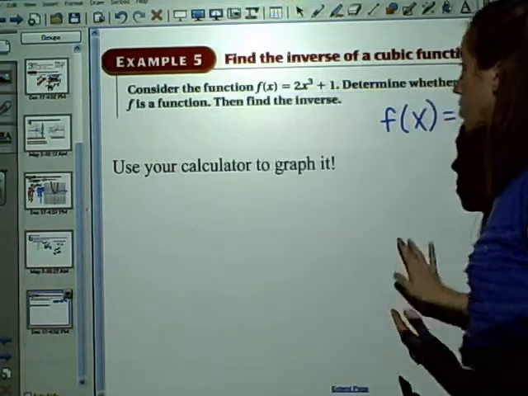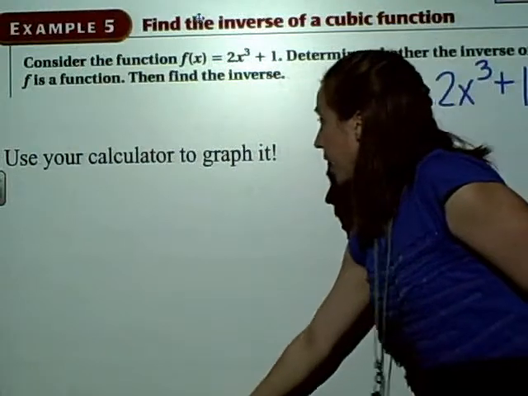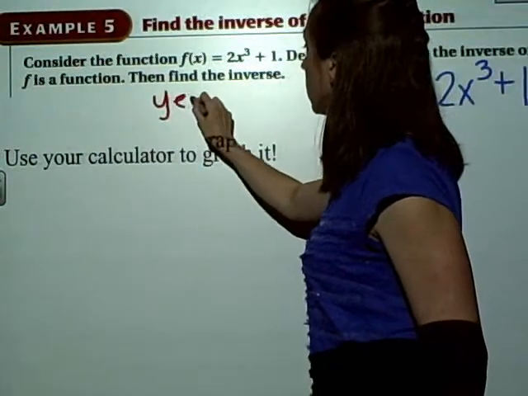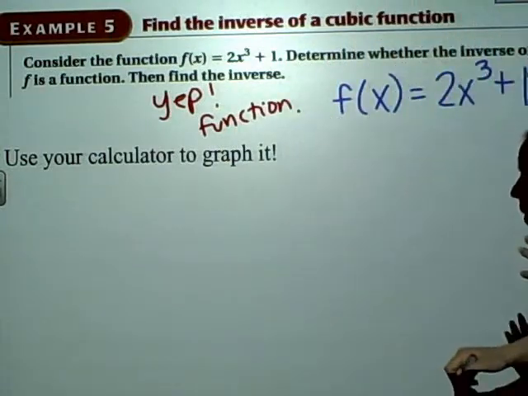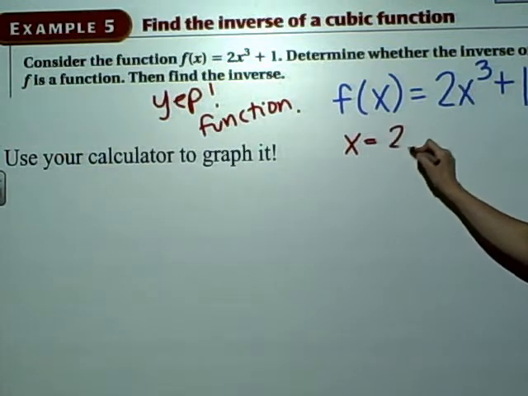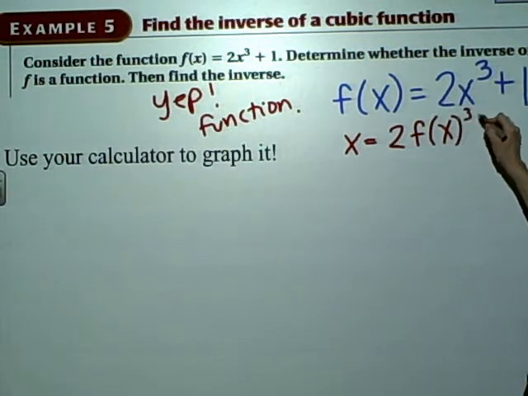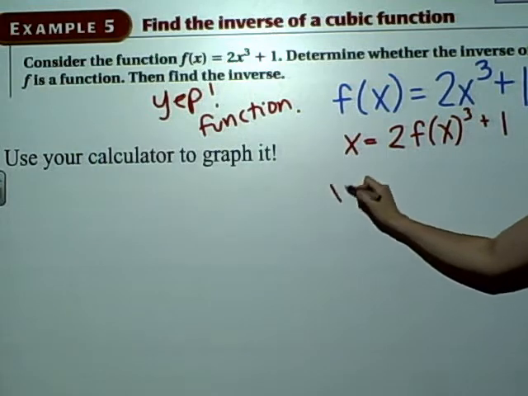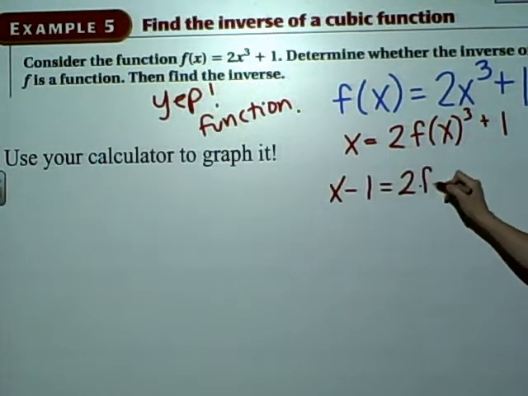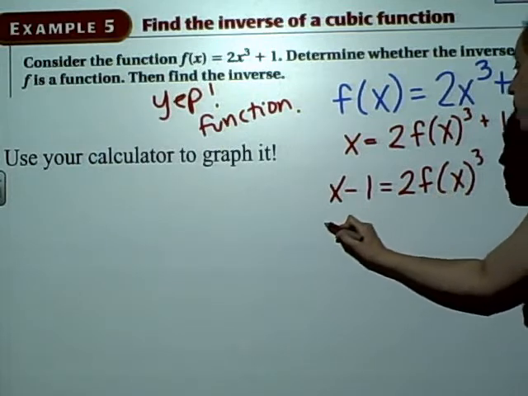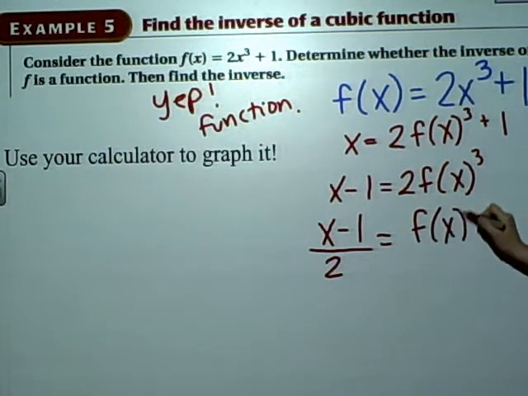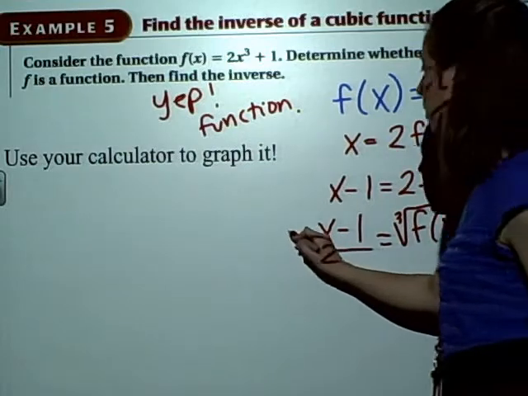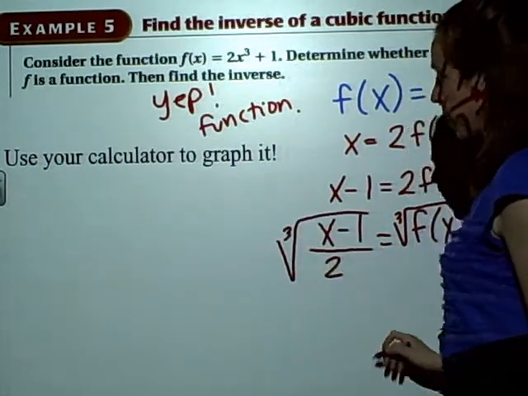Now let's find the inverse. So we'll say, yep, function. So now we have to find it. We're going to switch x and y. And we're going to solve for y. So we subtract 1, divide by 2, and then take the cube root or raise both sides to the 1/3 power. Same thing, right? I hope you're saying right.